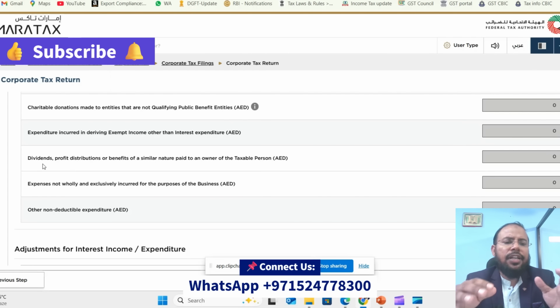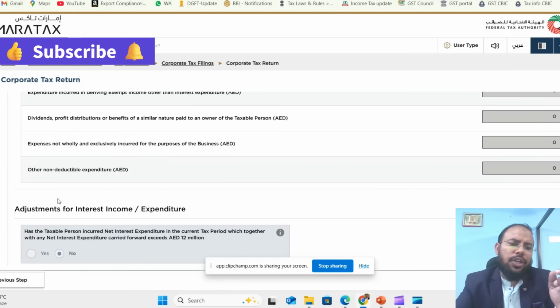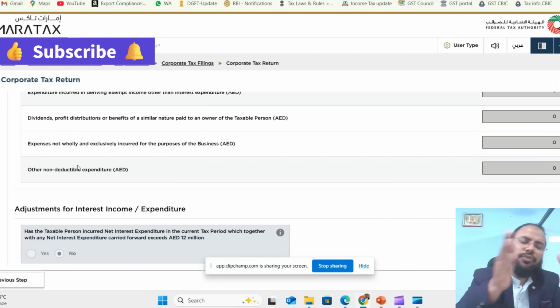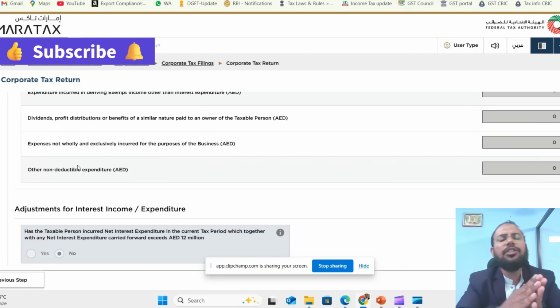Further, dividend and profit distribution or other similar nature of payment you made to the owner of the company will also be disallowed as per UAE corporate tax law. Further, any expenses related with the personal purpose will be disallowed. And if the expenses are related partly to business purpose and partly to personal purpose, then the whole expenses will be disallowed here.